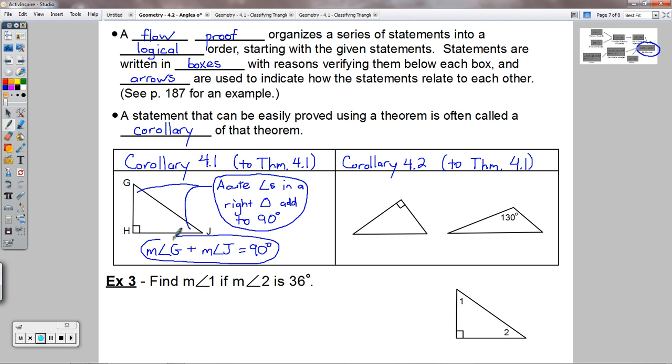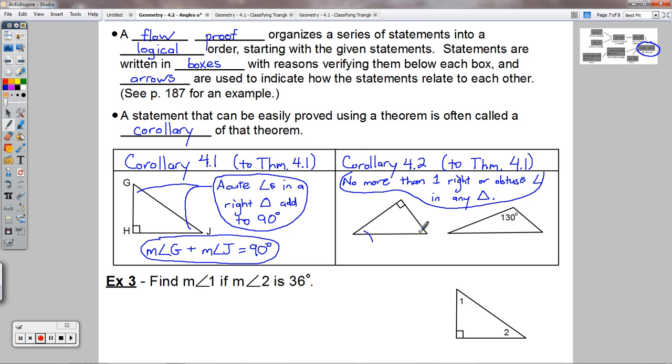So that's one corollary. And then the other one says that, and we've talked about this already actually, but this isn't a formally stated way to say this, there's no more than one right or obtuse angle in any triangle. So that's the big idea here.